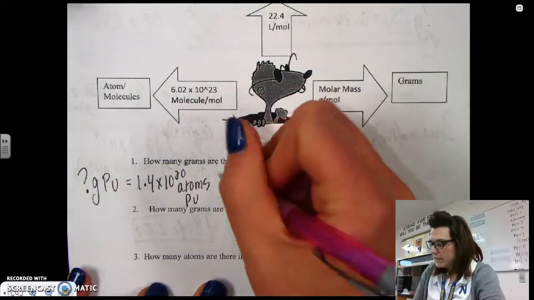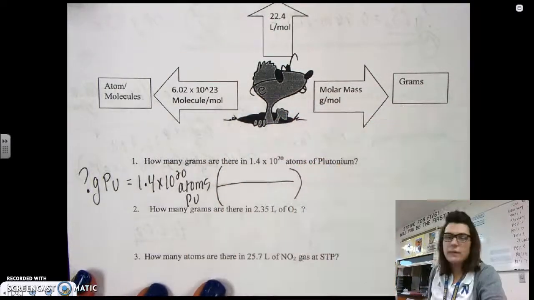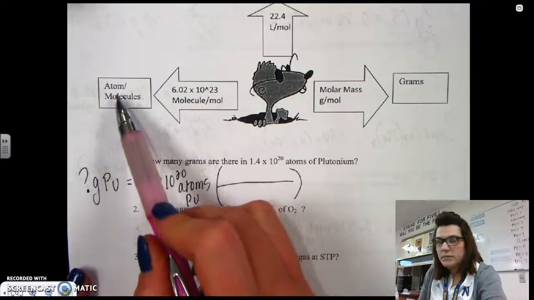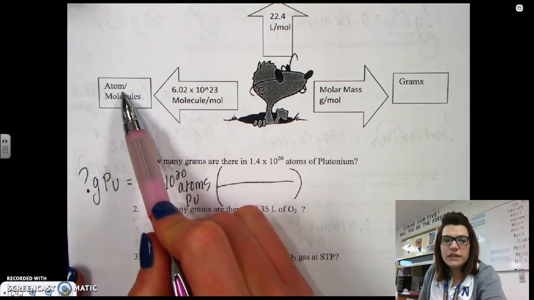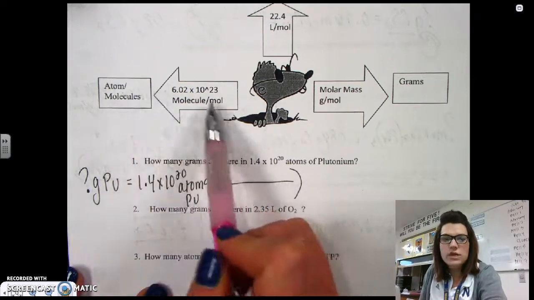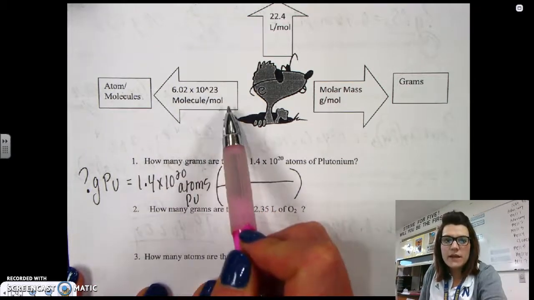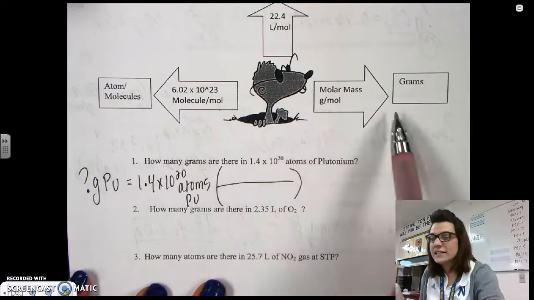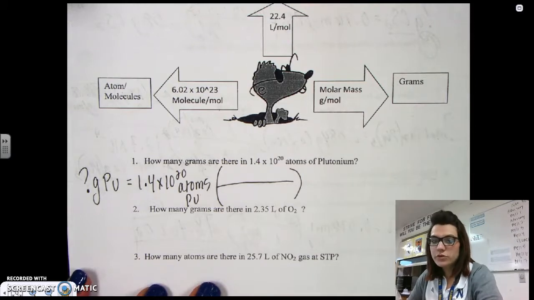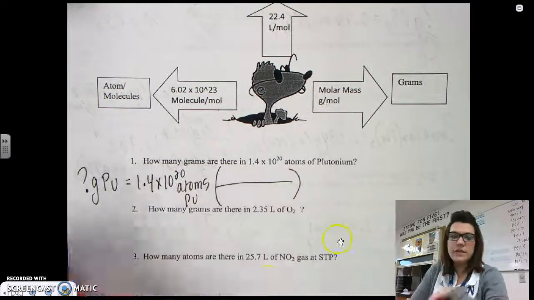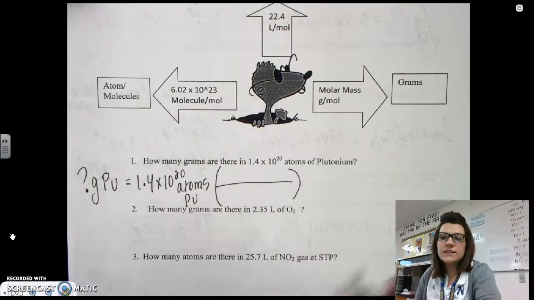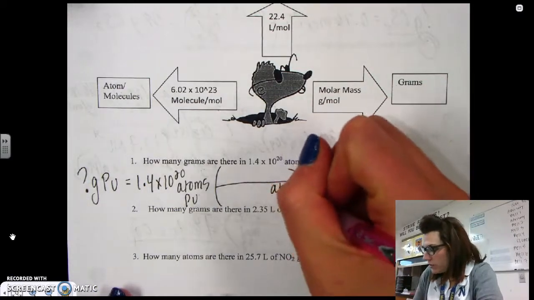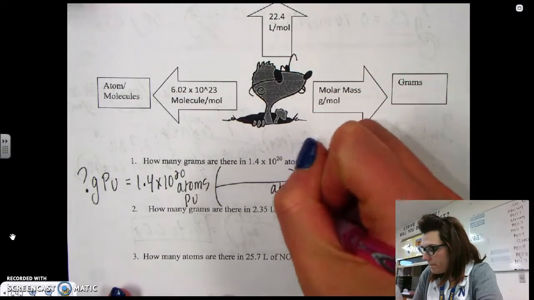Okay, now I'm going to set a conversion up, but let's kind of develop a game plan here first, okay? So I have atoms. So I need to move to the mole using Avogadro's number, and then once I get to the mole, I can use molar mass to get to grams, okay? So the first thing I have to do is cancel atoms of plutonium. So atoms of plutonium have to go into the bottom of the conversion.